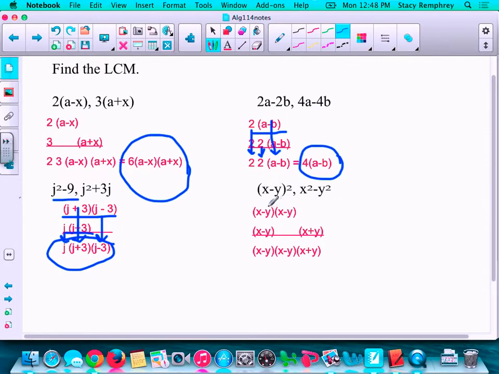X minus y quantity squared just means it's multiplied by itself. X squared minus y squared factors into x minus y, x plus y. Well, they have a common x minus y, another x minus y, and an x plus y. So this is the least common multiple of those two expressions.